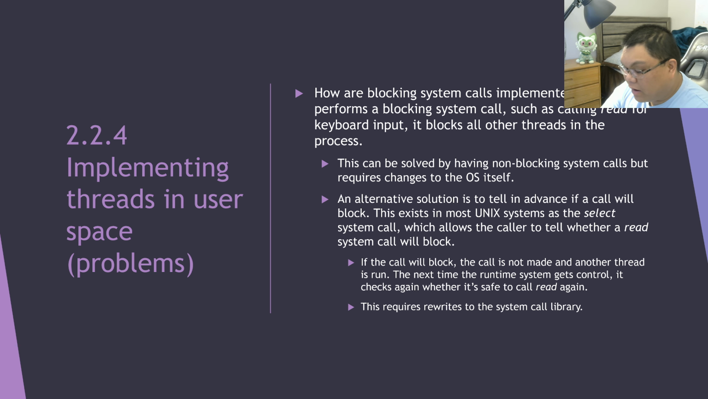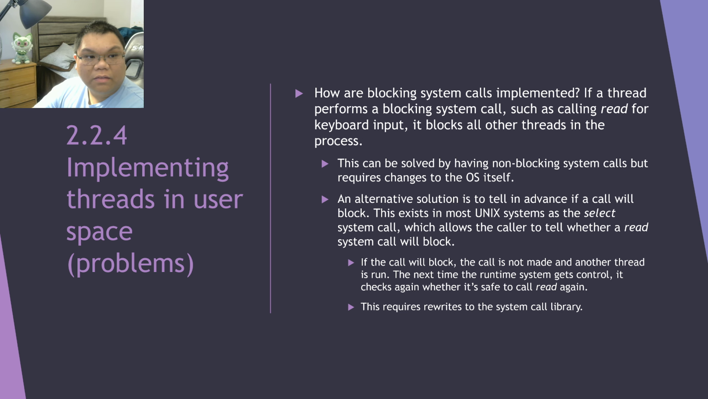So there are some problems with this. Well, it's not that the problem is with context switching threads. Well, it actually kind of is. So here's a problem with implementing threads in the user space. How are blocking system calls implemented? Say a thread is performing a blocking system call, say it's calling read for keyboard input. What happens is it blocks all other threads in the process.